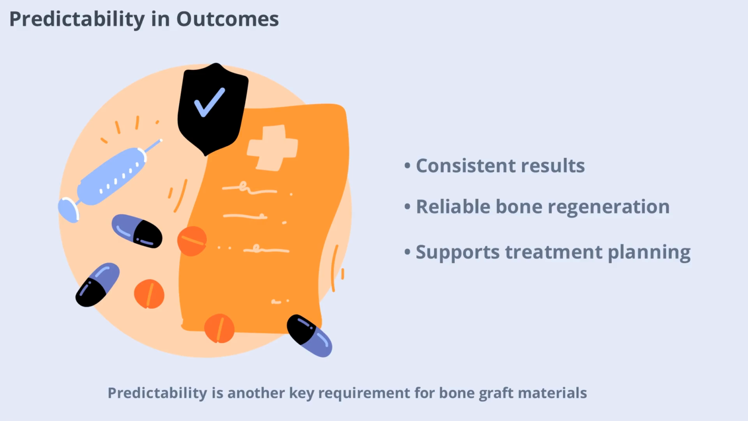Predictability is another key requirement for bone graft materials. Clinicians need to be confident that the material will perform as expected, leading to consistent and reliable results. Predictable outcomes help in planning treatment and managing patient expectations. This means the graft should consistently support bone regeneration and not vary widely in its effectiveness from one case to another.